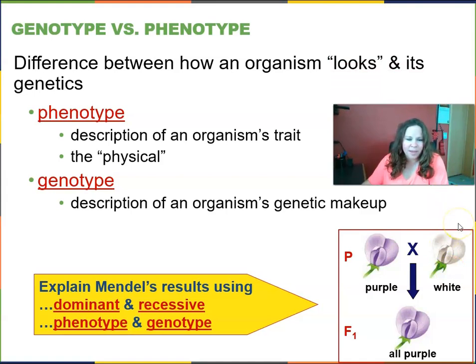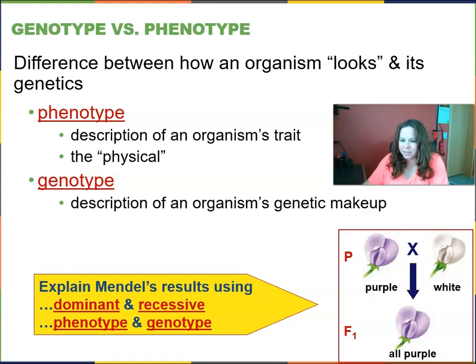Then Mendel found there's a difference between how an organism looks and its genetics. So we can describe the physical characteristic of the organism as its phenotype. And I remember that they both start with a pH, physical characteristic, and phenotype, pH beginning to the word. And then there's the genotype, that's its actual genetic makeup.